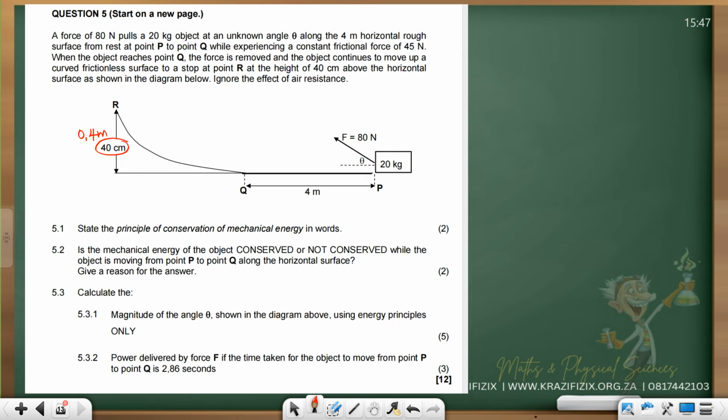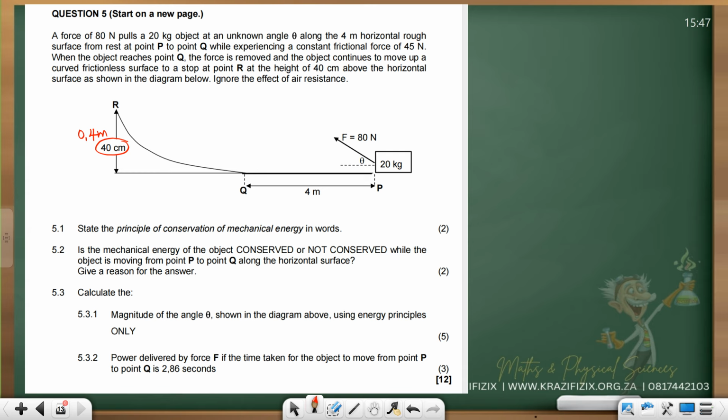5.3.1. Calculate the magnitude of the angle theta shown in the diagram below using energy principles only. Now, I remember your argument on energy principles where you were marked wrong. When they say energy principles, you are allowed to use work done by non-conservative forces. You can use work net, you can use anything. But when they say work energy theorem, just stick to work energy theorem. So we don't look for trouble.